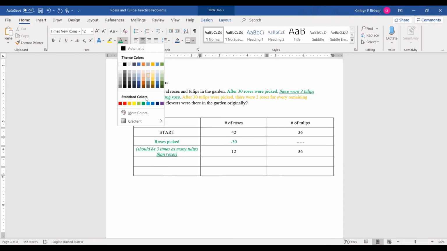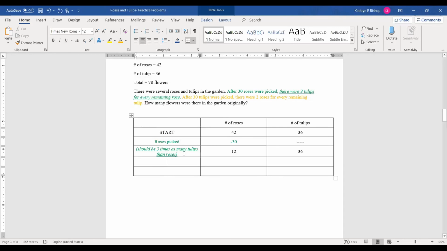The orange sentence starts off by saying 30 tulips were picked. So now we're going to pick some tulips, and there were 30 picked, so we're going to subtract 30 from the tulips column now, and the roses column is unchanged. Oops, I forgot to say that they were picked. So we have the 36 minus the 30 that were picked. I now have 6 tulips in my garden, and the roses were untouched at this time. So we still have 12 roses in our garden.